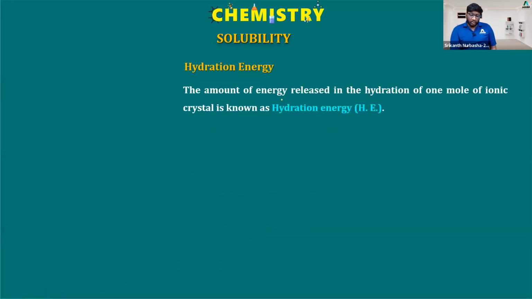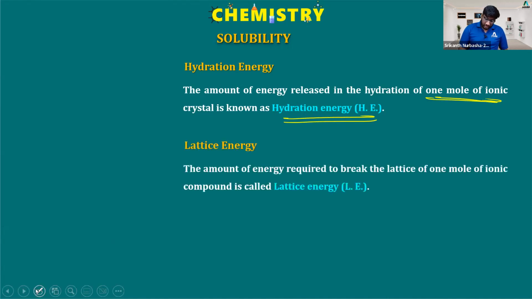Hydration energy is the amount of energy released in the hydration of 1 mole of ionic crystal. Lattice energy is the amount of energy required to break the lattice of 1 mole of ionic compound. If we have NaCl, with Na plus and Cl minus electrostatic attraction, breaking that is lattice energy. If Na plus ions are surrounded by water, and Cl minus also surrounded by water, then some amount of energy is released. That energy is hydration energy.